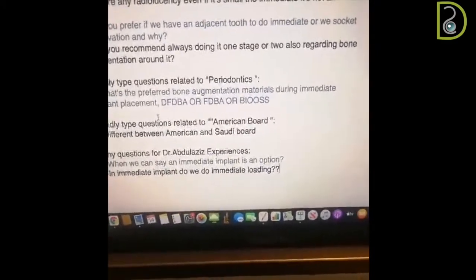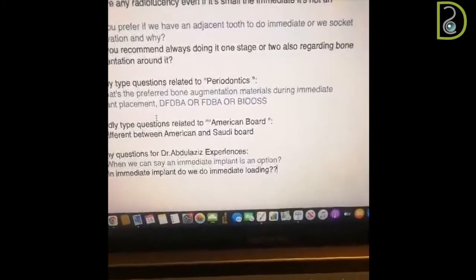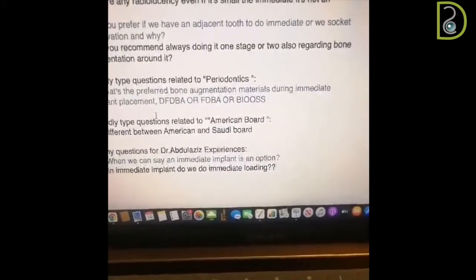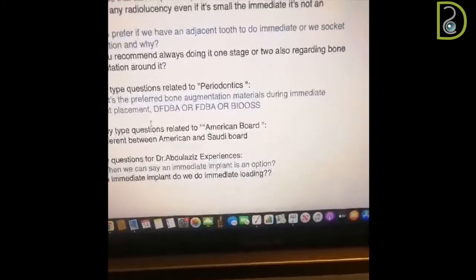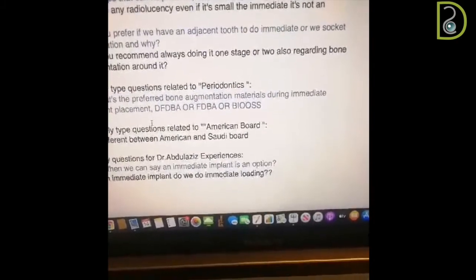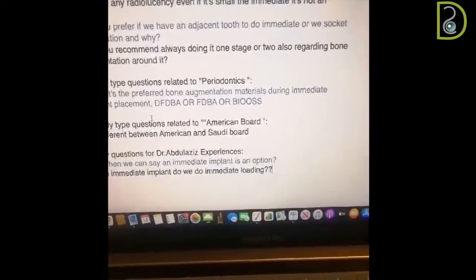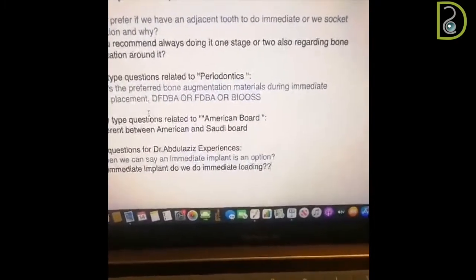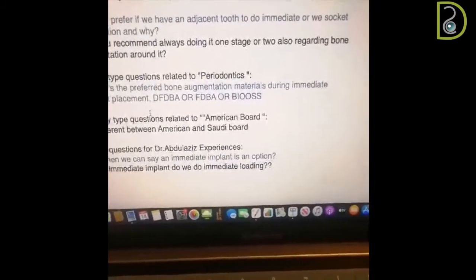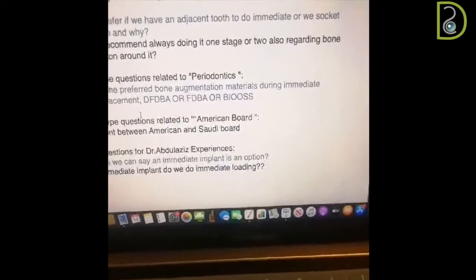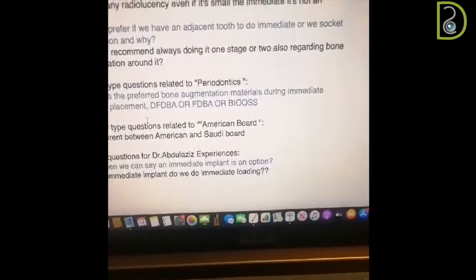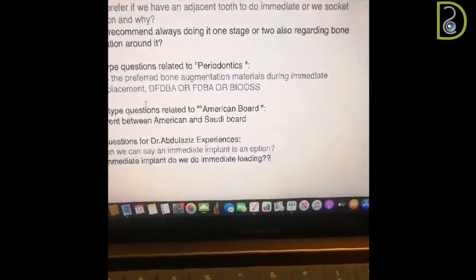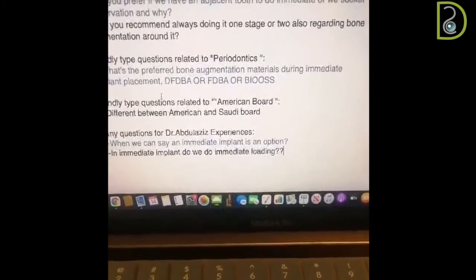However, in a couple of situations, when you have a really big jumping gap around the tooth and you don't have enough native bone to stabilize your implant, in this situation I would rather use FDBA, because we know from different studies that you will have more vital bone around the implant when you use FDBA or allograft material in general.